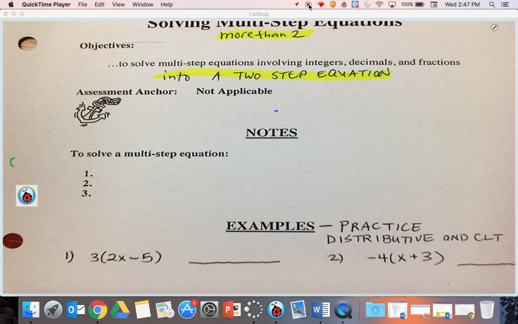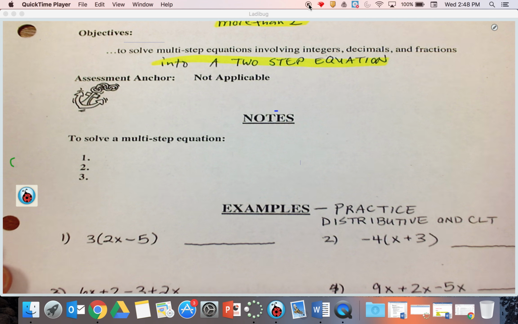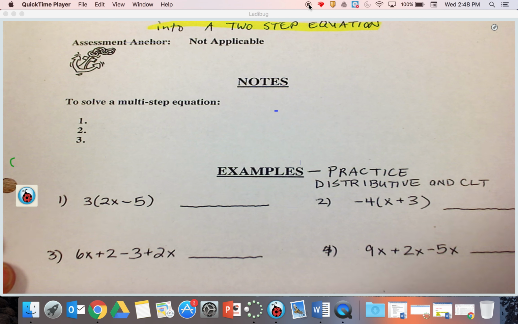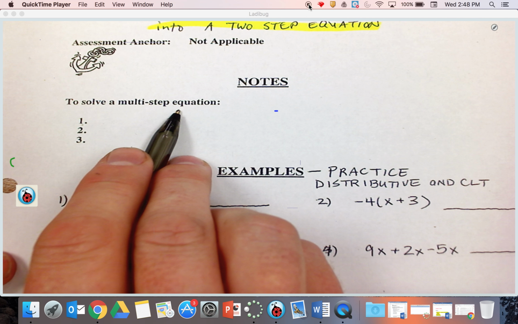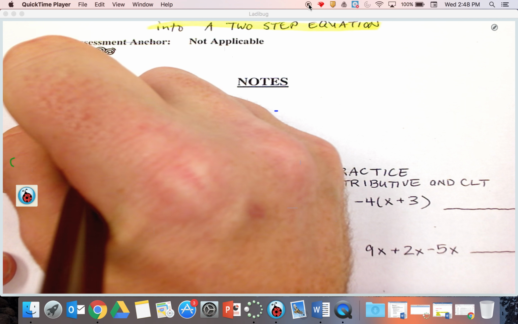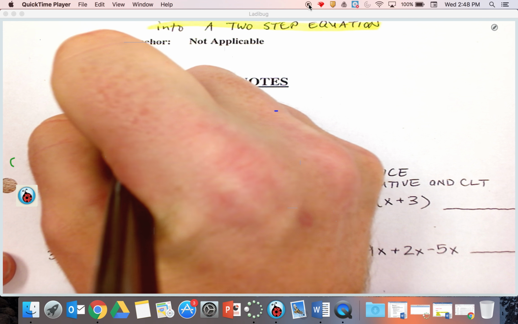But the steps involved in the beginning are the things that you have to do first. We always have to look for things such as distributive property and combine like terms. We do that first, and then out pops a two-step equation. So the first step to solve our multi-step equation is to first check for distributive property.